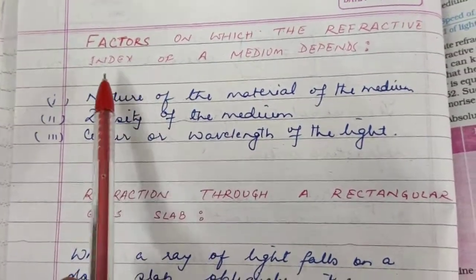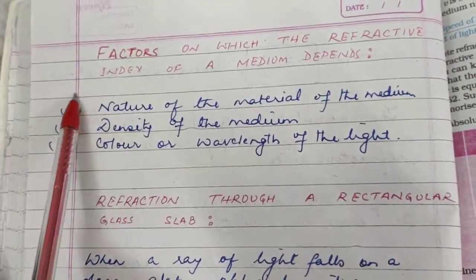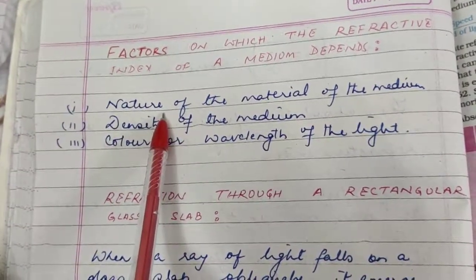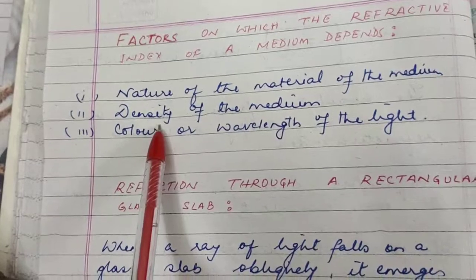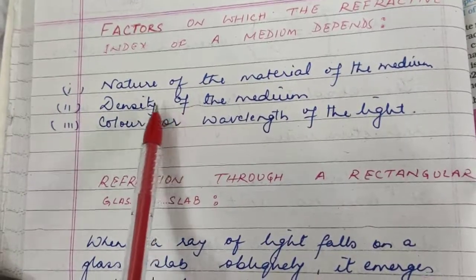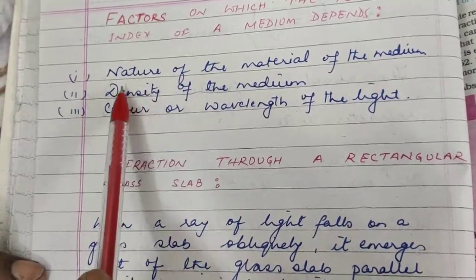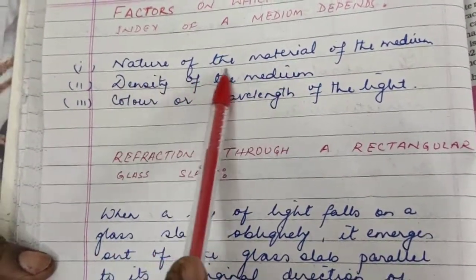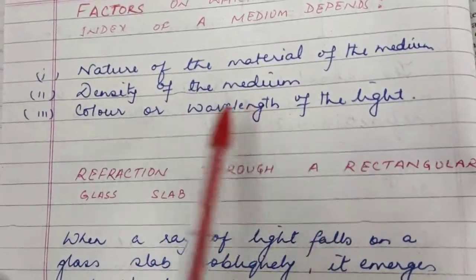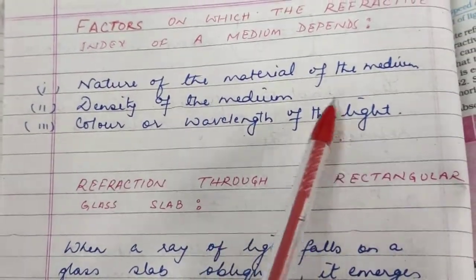Now another thing which we will study is factors on which the refractive index of a medium depend. There are 3 factors on which the refractive index of a medium depend. Number 1 is the nature of the material of the medium. Second is the density of the medium. Just now I told you, denser the medium means more is the optical density, more is the refractive index. Then it also depends on the nature of the material of the medium through which the light is passing, and color or wavelength of the light.